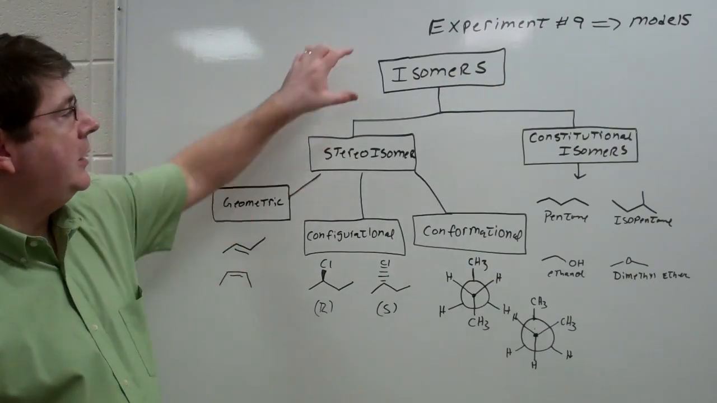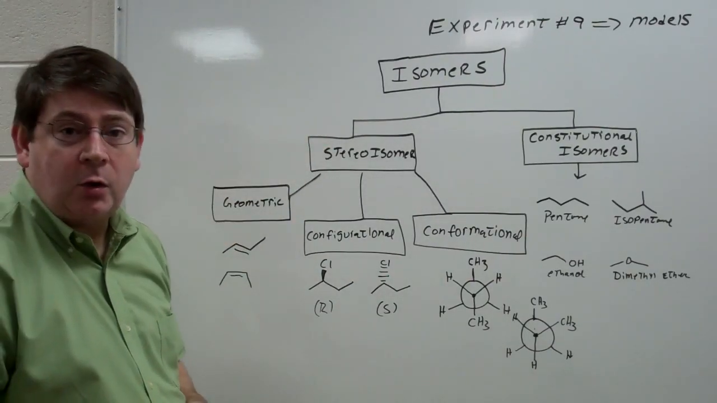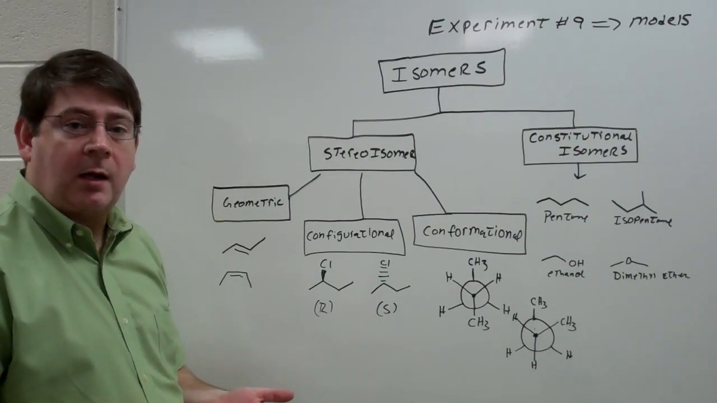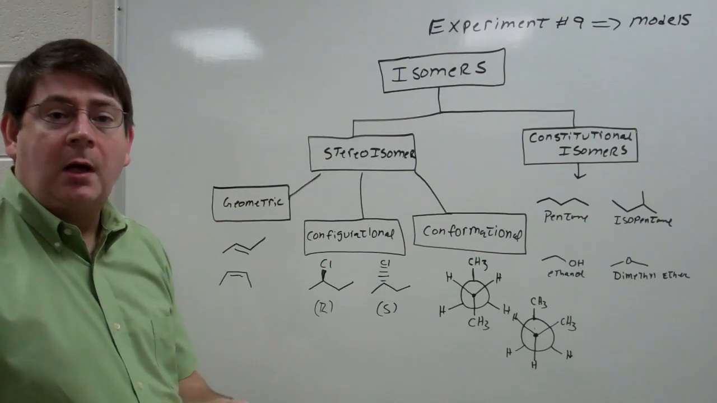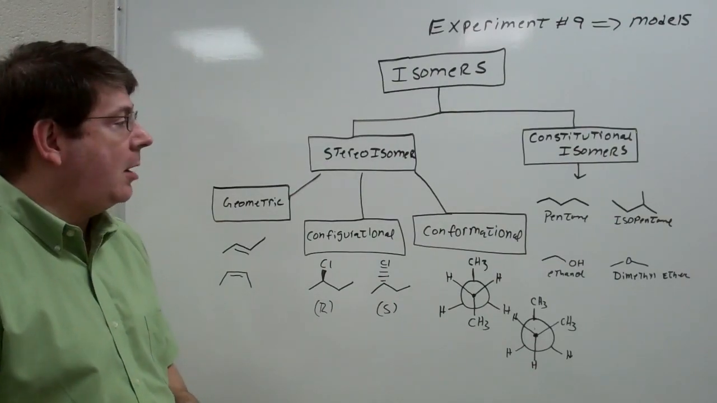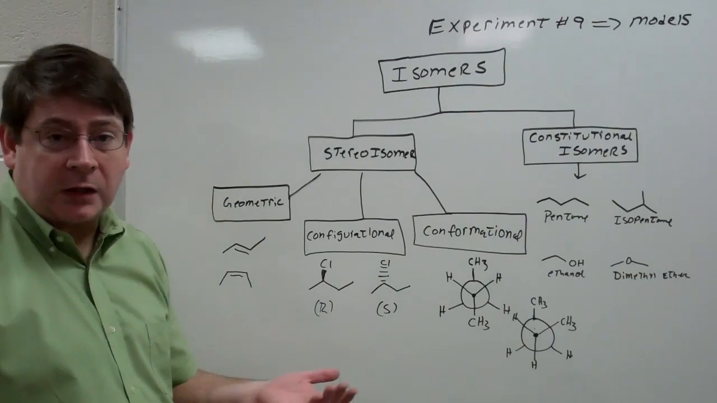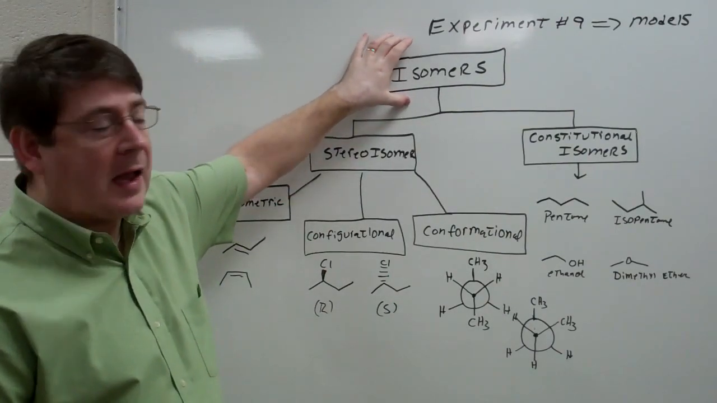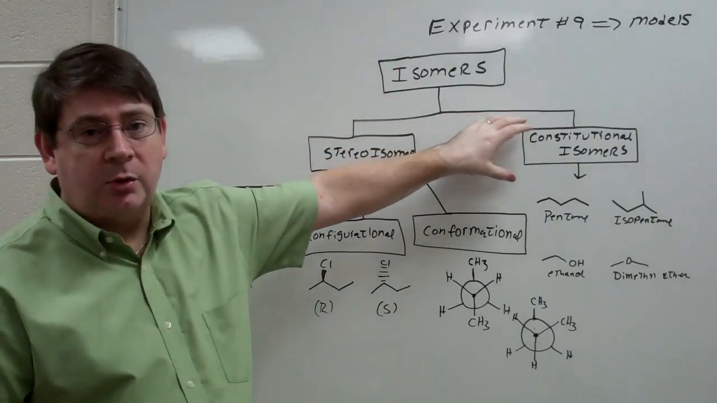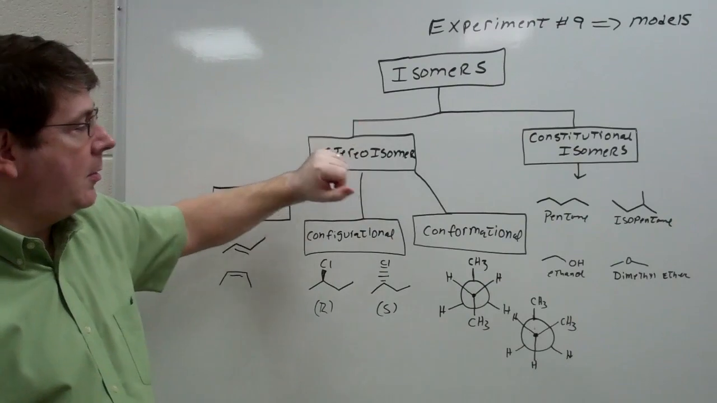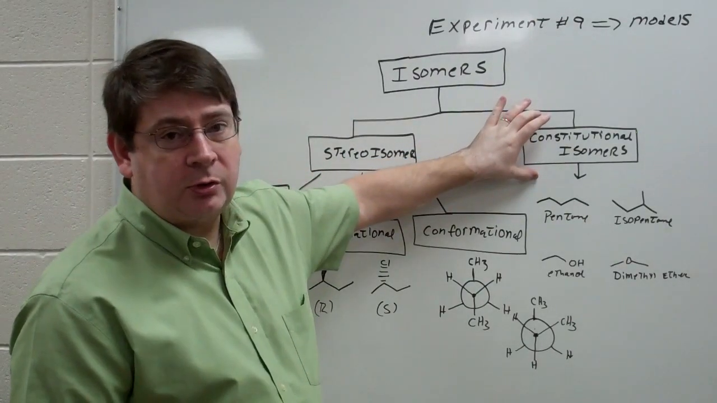There's a chart in your lab manual on different types of isomers. And of course, when we're talking about isomers, we're talking about molecules that have the same molecular weight. They have the same formula, basically. So they have the same number of carbons, hydrogens, oxygens, etc. And so when we're talking about the entire class of isomers, we can break that down into two generic types. We can have stereoisomers, which we'll talk about in just a moment, and we can have constitutional isomers.